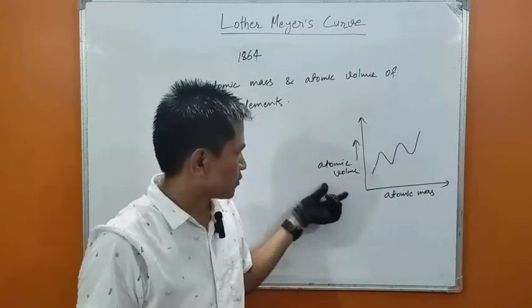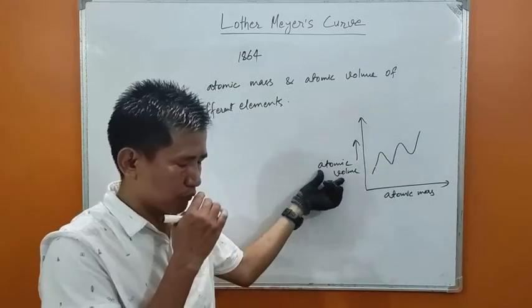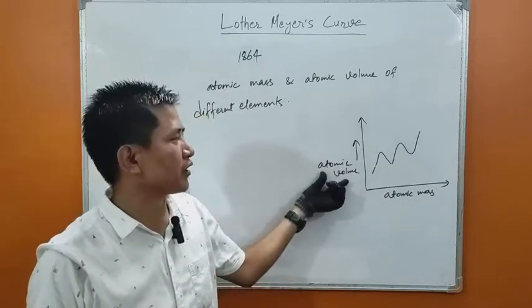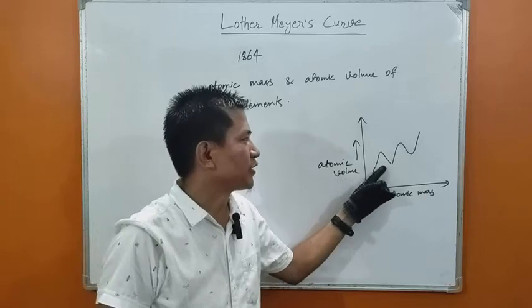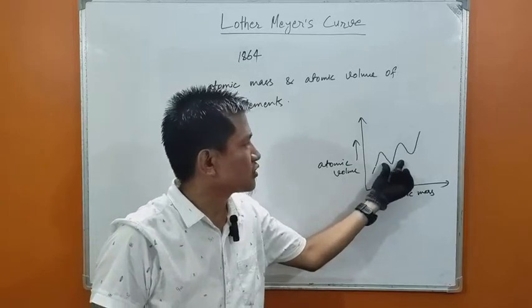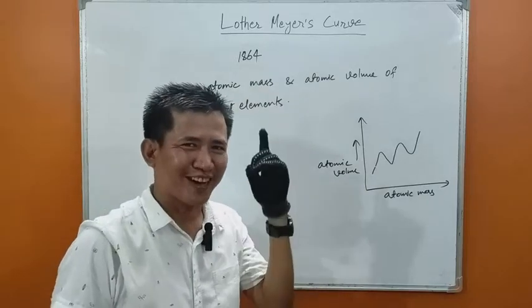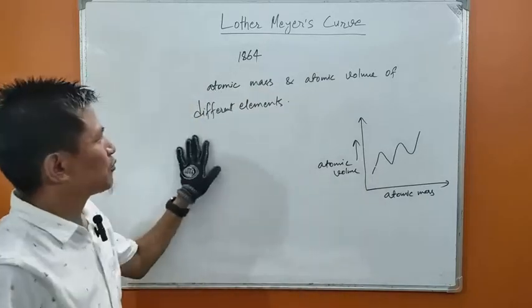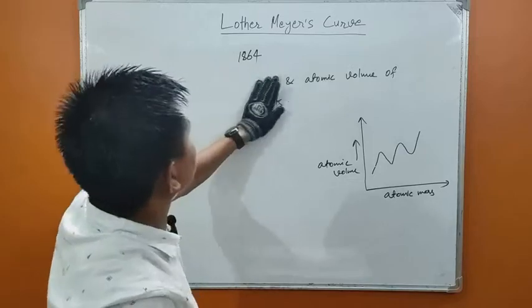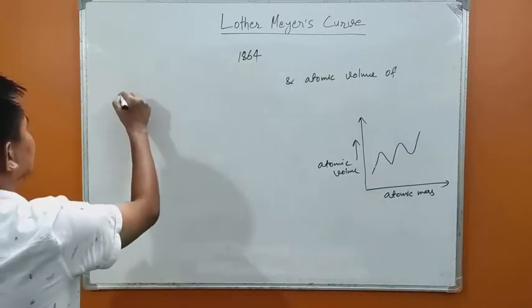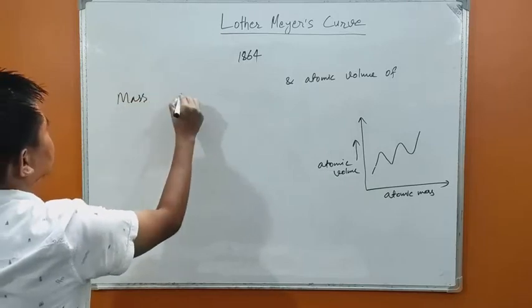When atomic mass versus atomic volume was plotted, the graph thus obtained looked somewhat like this, and this curve is popularly known as Lothar Meyer's curve. Okay, I hope you got this. Now, before going to the depth of Lothar Meyer's curve, let us first understand the relation between mass and volume.